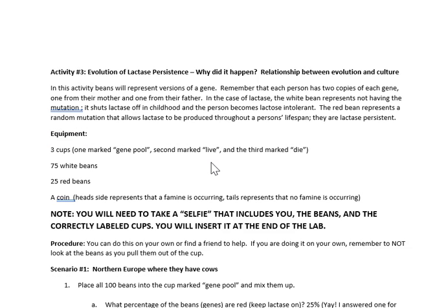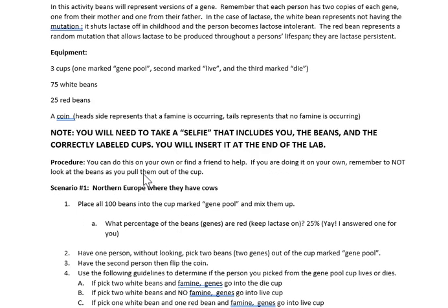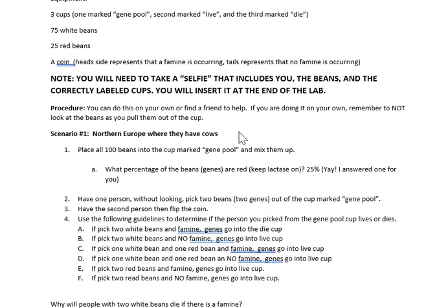So what you're going to have to do, you're going to get beans, and that was on the list of things you needed for lab equipment: uncooked beans, white beans, red beans, and then cups for this, and then a coin. And you're actually going to go through an exercise that's going to mimic genetics over generations. Just follow the instructions, and note that you're going to need to take a selfie, or someone else can take a picture of you that includes you, the beans, and the correctly labeled cups, and you're going to put that picture at the end.